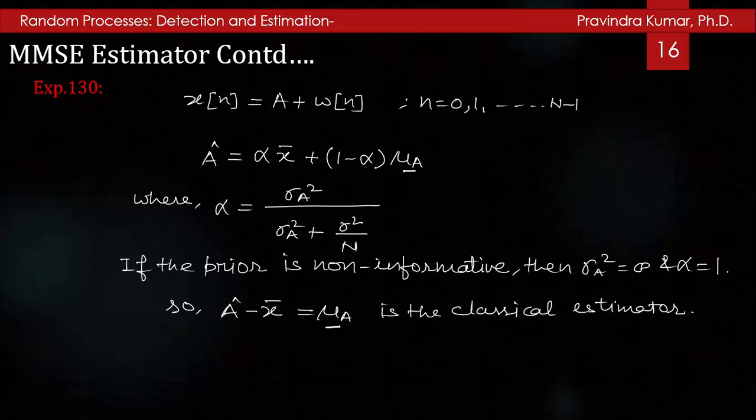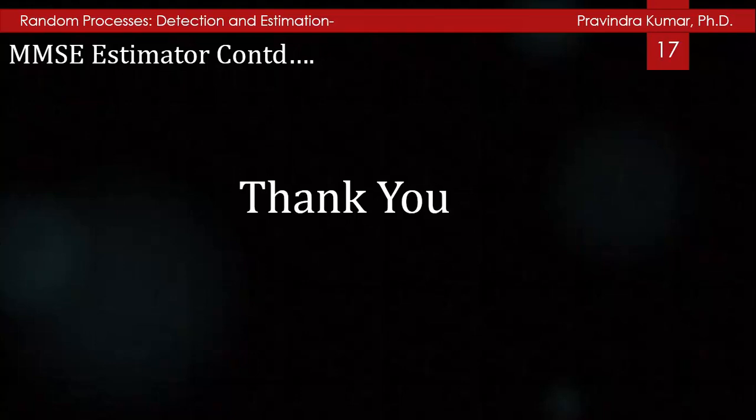So far in this lecture, we have discussed the minimum mean square estimator and the Bayesian linear model. This was the 41st lecture of the lecture series on random processes, detection and estimation. In the next lecture, we will discuss the general Bayesian estimator.